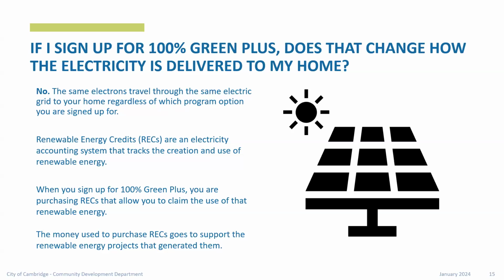If I sign up for 100% Green Plus, does that change how the electricity is delivered to my home? No. The same electrons travel through the same electric grid to your home, regardless of which program option you're signed up for. Renewable energy credits, also referred to as RECs, are an electricity accounting system that tracks the creation and use of renewable energy. So when you sign up for 100% Green Plus, you're purchasing these renewable energy credits that allow you to claim the use of that renewable energy.